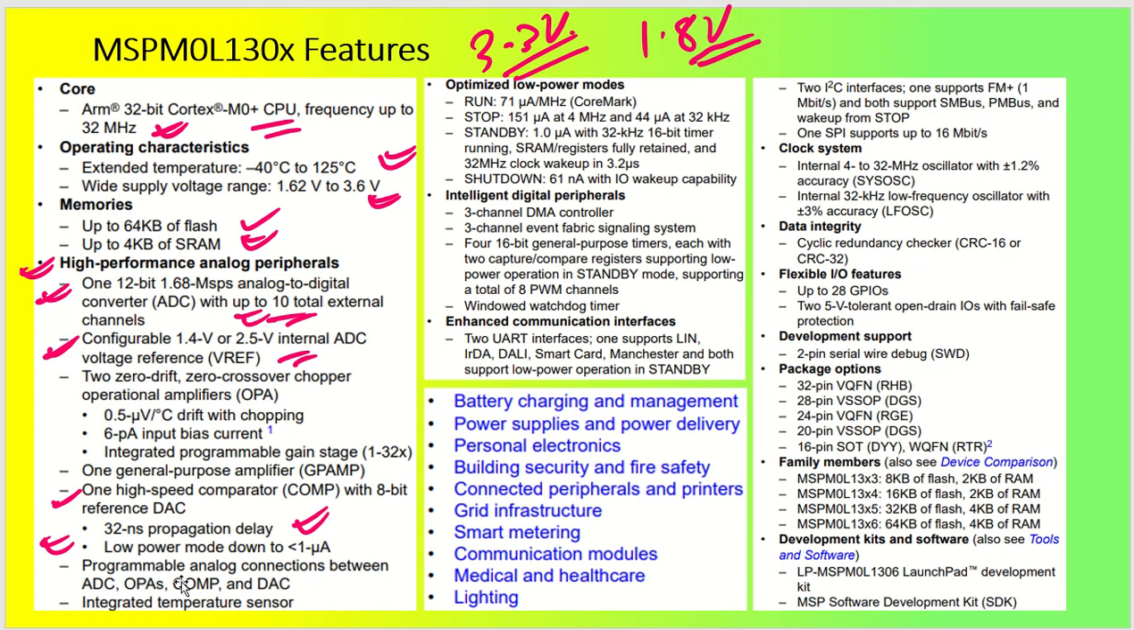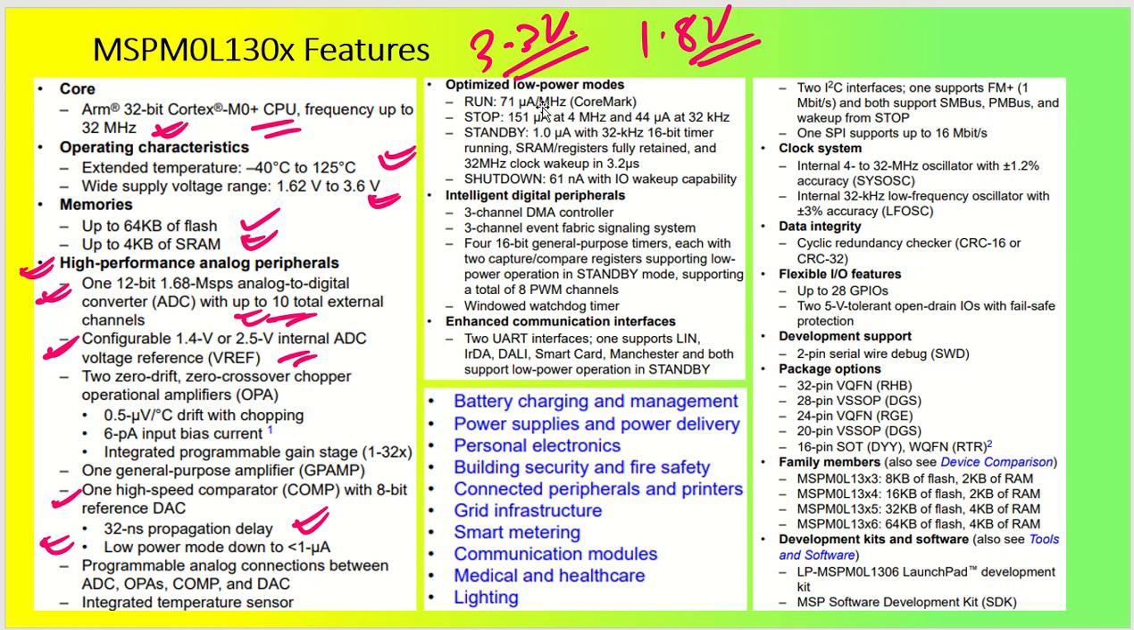Now we have programmable analog connections between the ADC, op amps, comparator and DAC. So basically, you don't have to take the pin outside. It will be internally connected, and you can route your ADC values to the op amps, or the op amp output can be taken to the ADC for conversions. So there will not be a wastage of your pins. It also has an integrated temperature sensor, which gives you the opportunity to sense the temperature of the device.